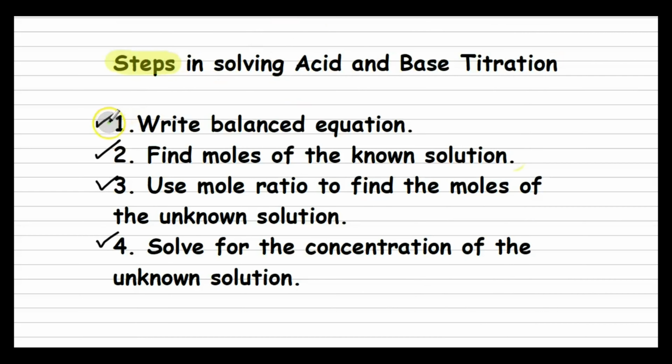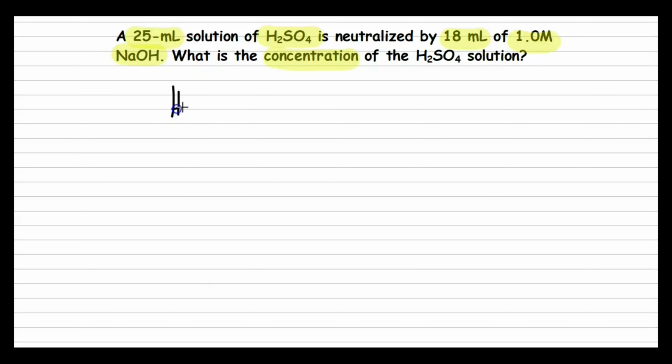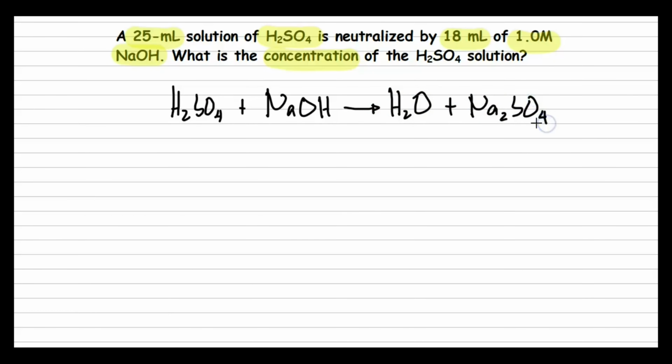First step is to write the balanced equation of the reaction. So we have H2SO4 plus NaOH. These are a strong acid and base, and so we have H2O plus salt, which is Na2SO4. I suppose you know how to balance equations already? So your balanced chemical equation would look like this.